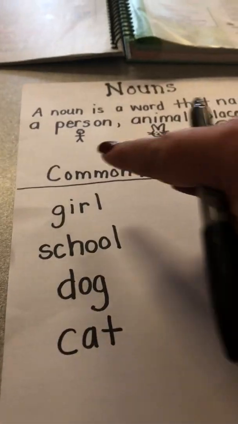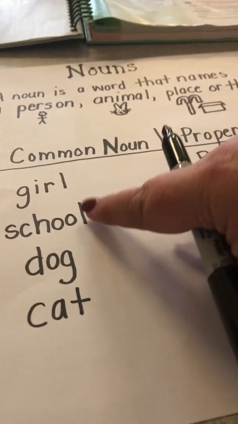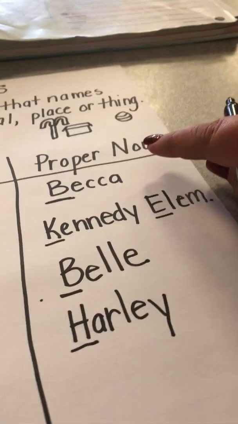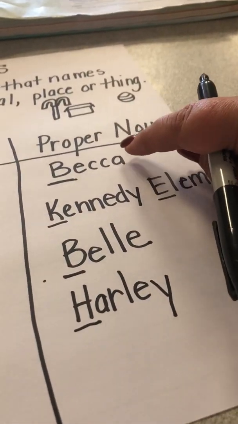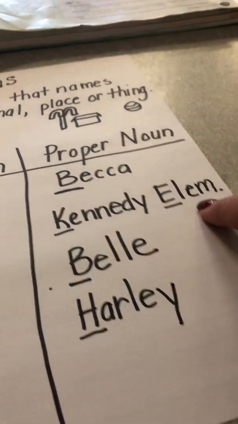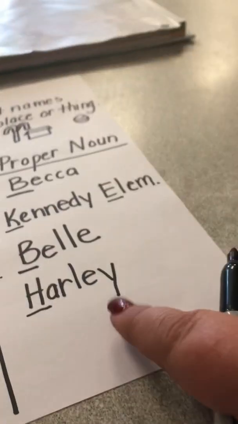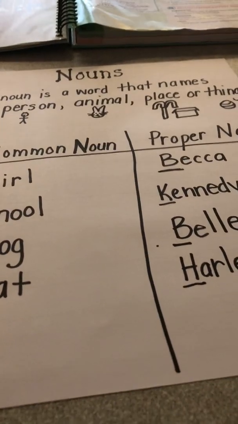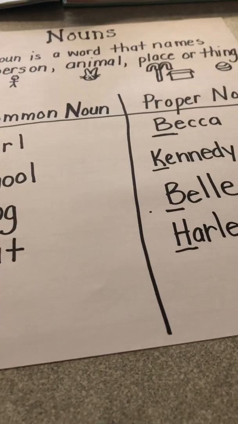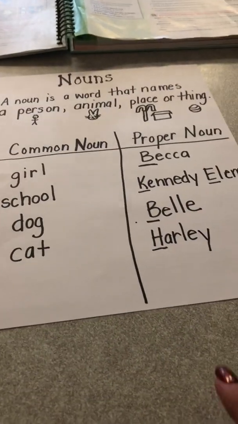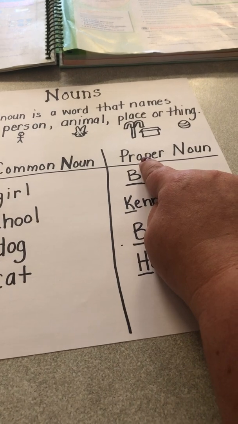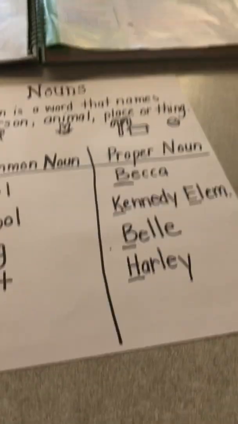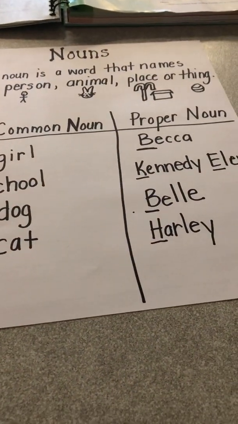So common nouns would be words like girl, school, dog, cat. And proper nouns are their special names: Becca, Kennedy Elementary, Belle, Harley. As we're looking at our writing tomorrow, we're going to be looking for places where we wrote proper nouns, and we're going to have to make sure that we put a capital letter at the beginning of all of our proper nouns in our writing.